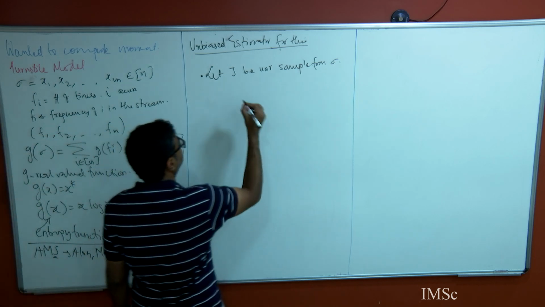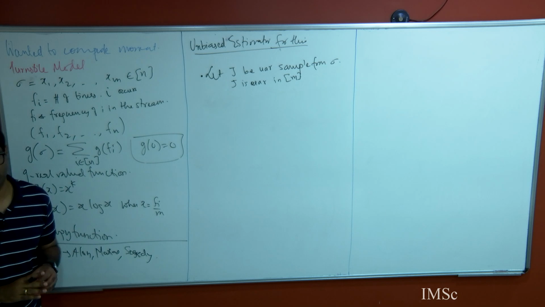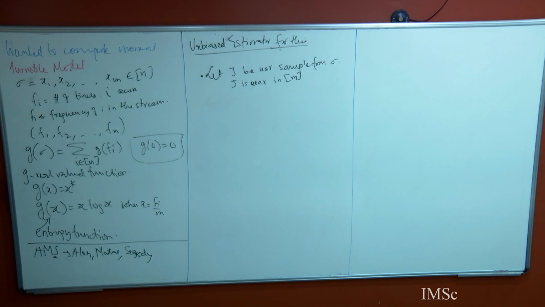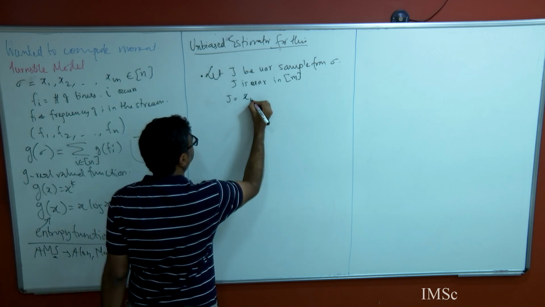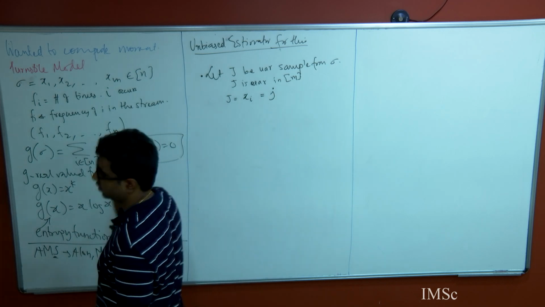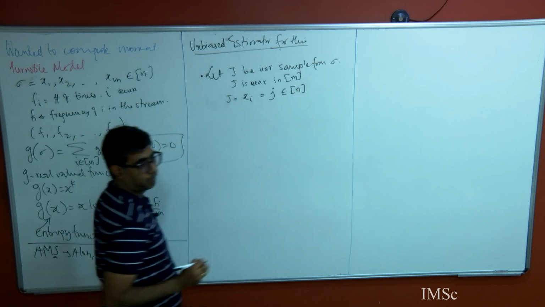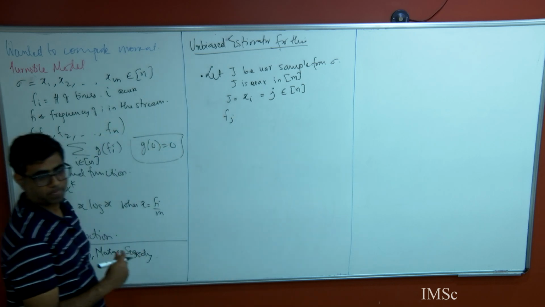So J is uniformly at random in 1 to m. Given this, suppose x_J is equal to some little j between 1 to n. What is the frequency of j? It is f_j.